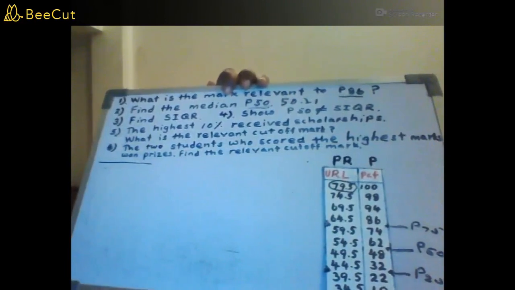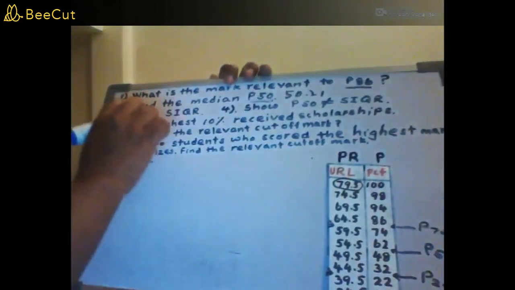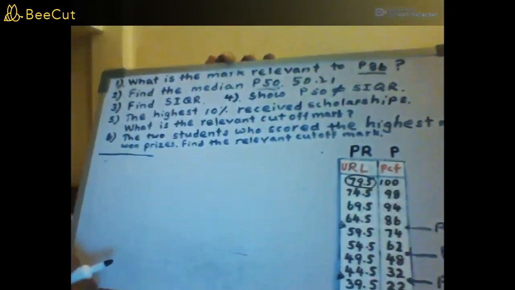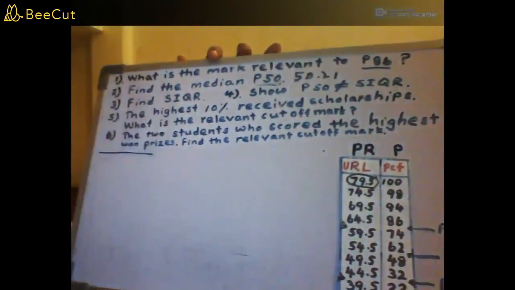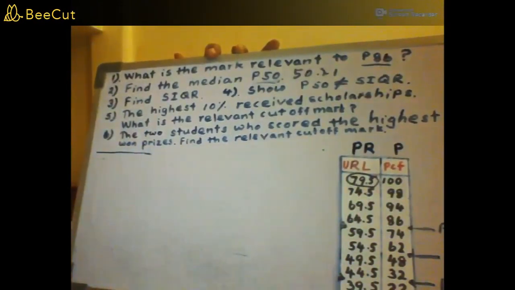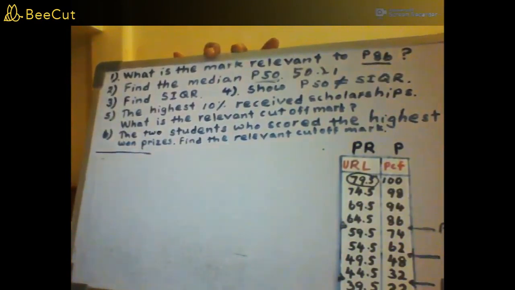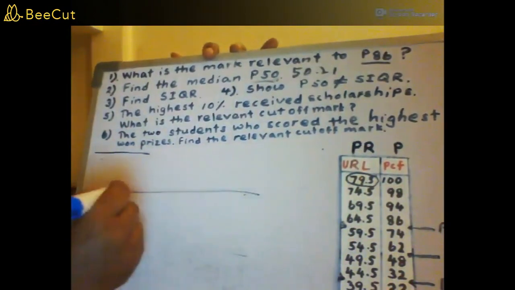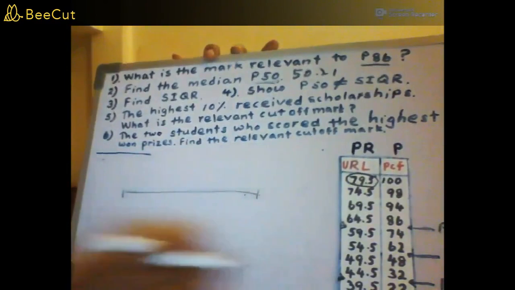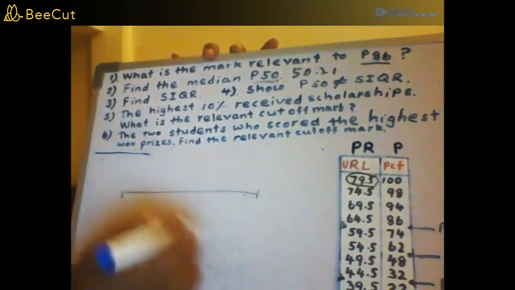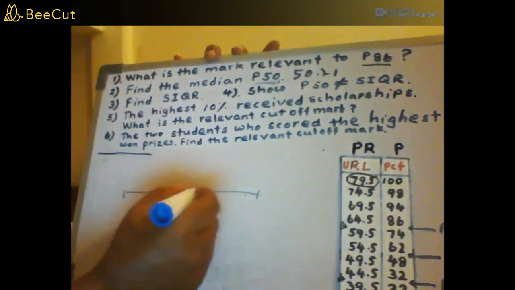Next question. Don't worry about these terms. I'll be explaining these things to you when you come to the college, right? These are simple things. For the time being, learn SIQR means P75 minus P25 divided by 2. Actually, if it is a set of data like this, here's the lowest value, here's the highest value. If we divide this into 4 parts, we need 3 values here.